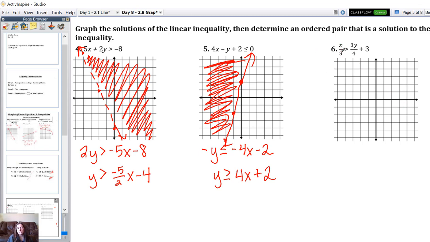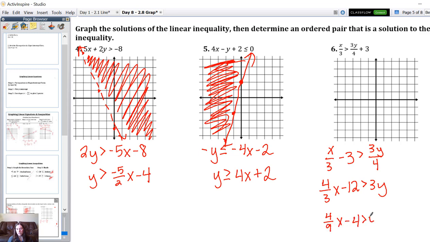Finally, number 6, we have x over 3 is greater than 3y over 4 plus 3. The goal is to get y by itself. So I'm going to start by subtracting 3 from both sides. So we have x over 3 minus 3 is greater than 3y over 4. Then I'm going to multiply everything by 4. So then 4/3 x minus 12 is greater than 3y, and then we'll divide everything by 3. That leaves us with 4 over 9 x minus 4 is greater than y.